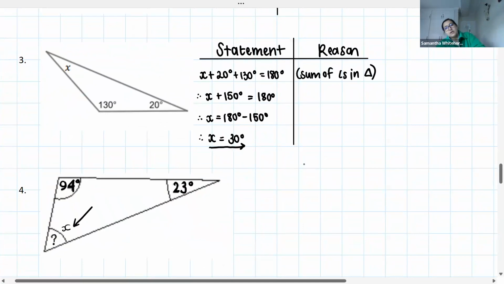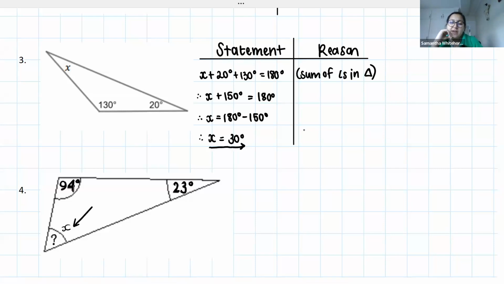Wait, we don't have a reflex angle here. Remember, a reflex angle is bigger than 180. That is not possible in a triangle. So in triangles, we don't really work with reflex angles.